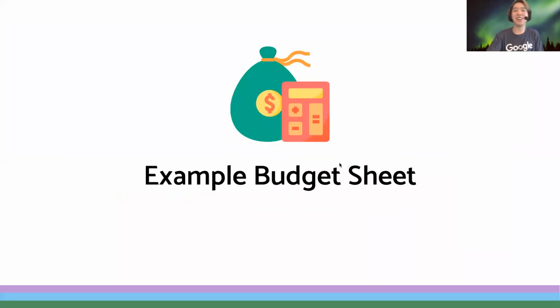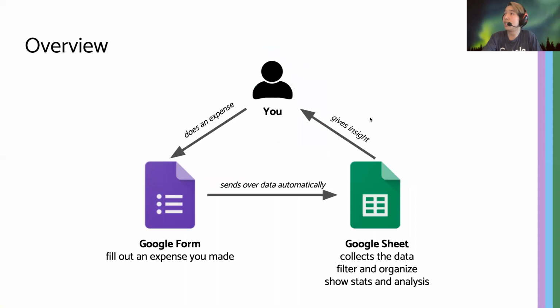All right, so let's go through an example of a budget sheet that we can use. And the basic overview is that let's say that you bought something at Chipotle, or more likely you bought delivery at Chipotle and you got it to come over and you wanted to track that expense. Then what you can do is you can have a Google Form where you fill out the expense like Chipotle, how much it cost, etc.